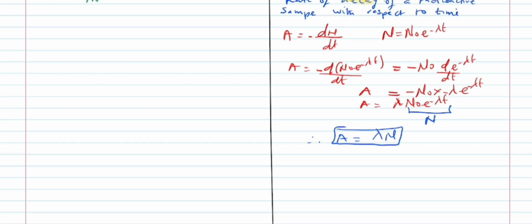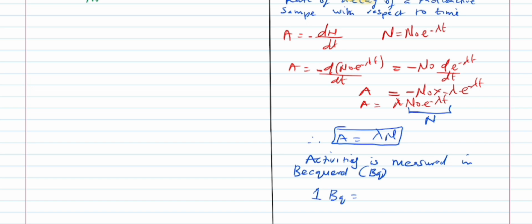So the activity is related to the decay constant by the formula A is equal to lambda times N, the number of atoms present. So the activity is measured in becquerel, Bq. 1 becquerel is equal to 1 decay per second.